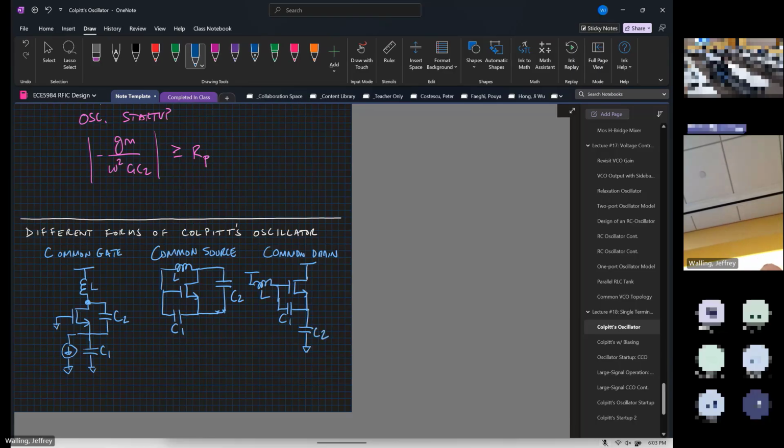Okay, all of these will oscillate. Remember, even though only the common source stage can give us both current gain and voltage gain at the same time, they can all give us power gain, and so they can all provide a signal to oscillate.